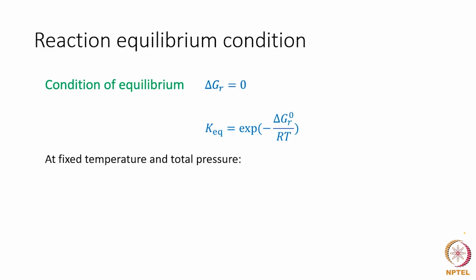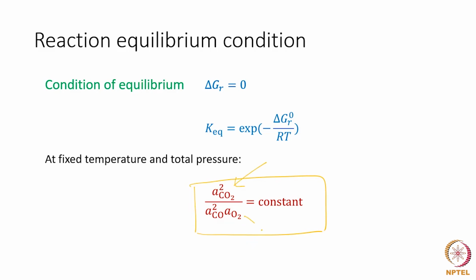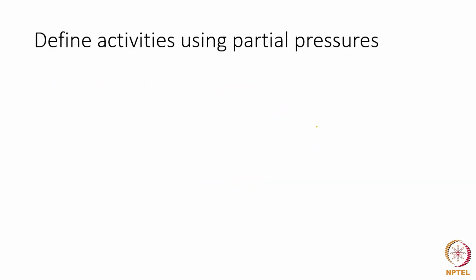And at fixed temperature and total pressure, we can then also say that it is same as saying A square CO2 by A square CO into AO2 is equal to constant. Now we see the utility of writing the reaction equilibrium. We are actually seeing that there is a way to relate the activities of the species through a constant. This constant is basically coming from here. Okay, at a given temperature, the constant value is already known. And when we write the activities in terms of partial pressures, then we have a handle on how the partial pressures of the three species are going to be related at equilibrium.